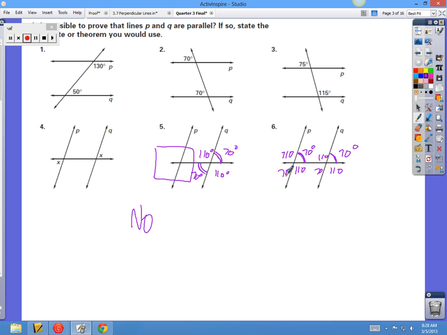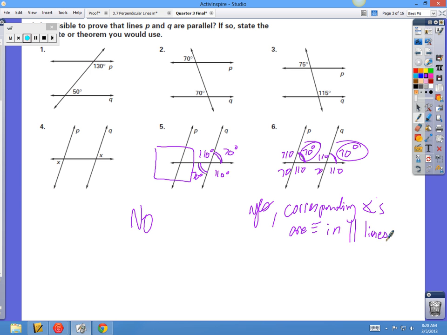If you can fill in all 8 and the left 4 are the same as the right 4, then yes. But the reason these markings are in corresponding locations. So my answer is yes, because corresponding angles are congruent in parallel lines. Only in parallel lines.